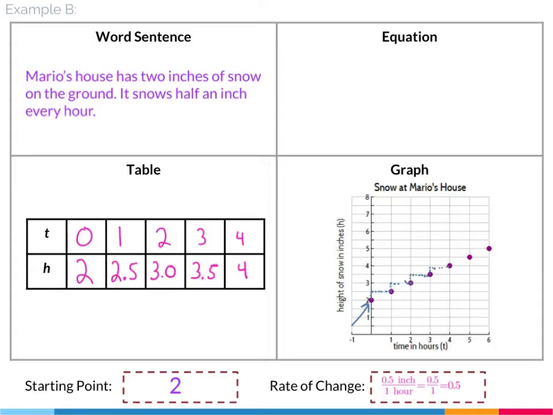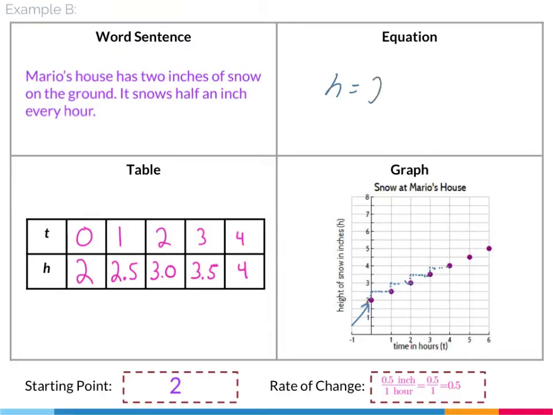They gave us the variables for the equation in t and h. So again, we have to figure out what our equation is going to be equaling. Is it going to be equaling the number of hours, or is it going to be equaling the inches of snow on the ground? And as time passes, the thing that's going to be affected is the amount of snow on the ground. So the height of the snow is going to be the thing that our equation is going to be equaling. So we're going to start with our starting point, which is 2.